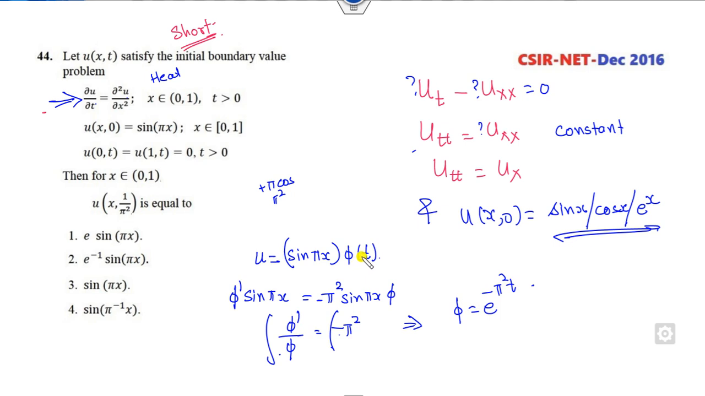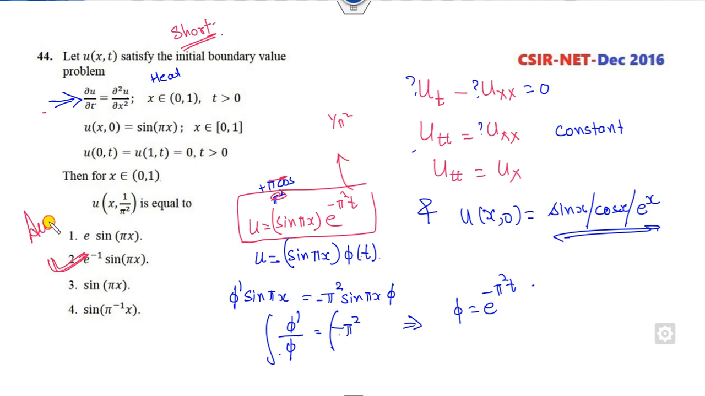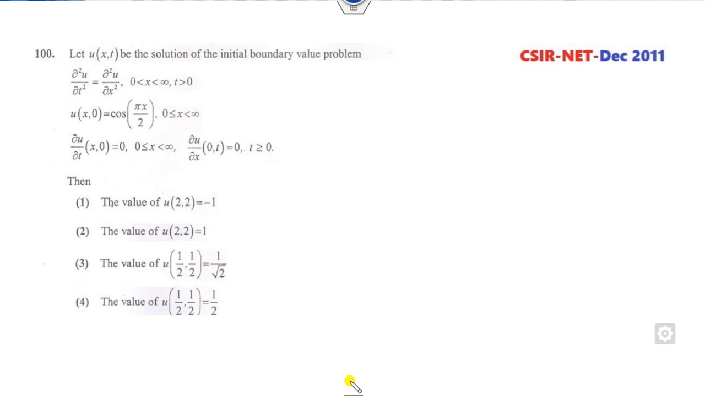Now I can substitute this value here. u is my sine pi x e raised to power minus pi square t. That is a very, very simple shortcut tip for you. Now you need to find it at x and 1 by pi square. So what will happen at 1 over pi square? It is e raised to power minus 1, which is the right answer. We will solve many questions by using these tips.